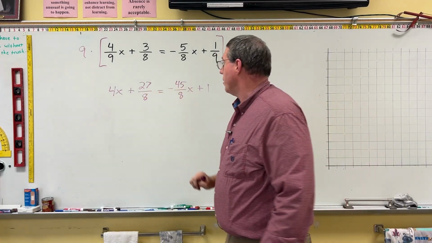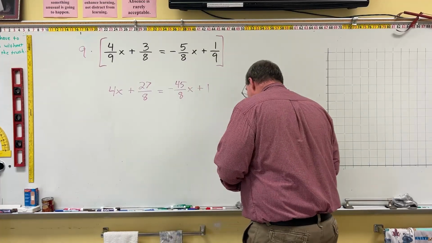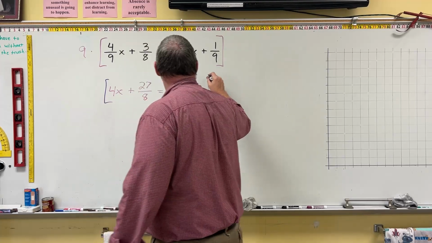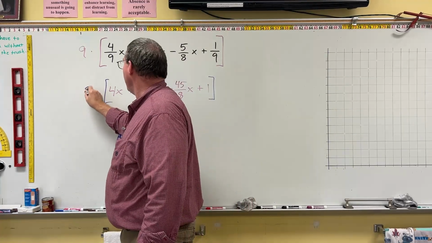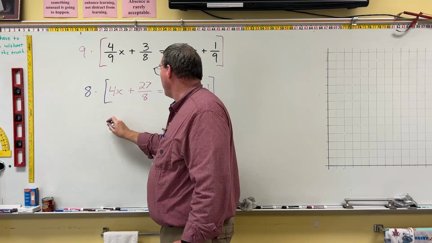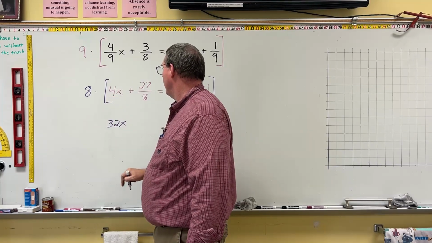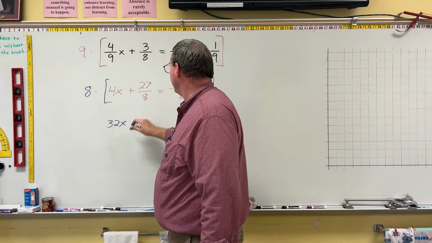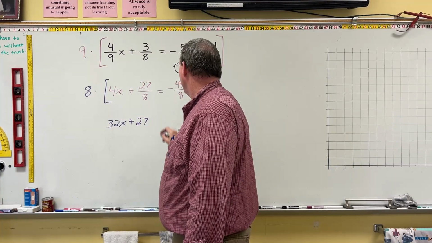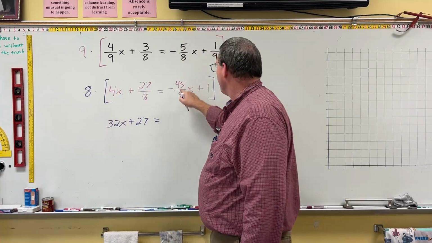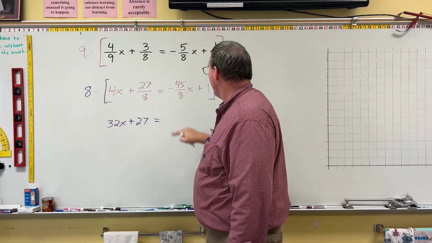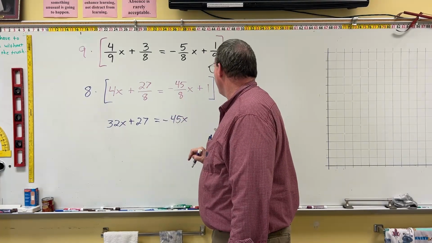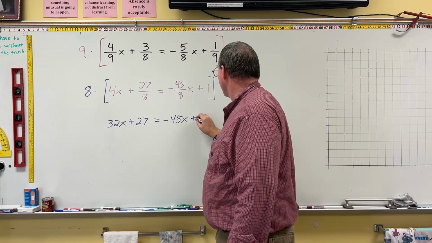But we still have fractions, so we want to multiply again by another number. And the number we want to multiply by is this 8. So we'll do 8 times. Well, 8 times 4x, that's easy, that's 32x. 8 times 27 over 8, we have the denominator 8, and so those are going to cancel, and we just bring down the 27. Equals 8 times -45 over 8, the 8 and the 8 are the same, and so we just have -45x. And then 8 times 1, that's 8.